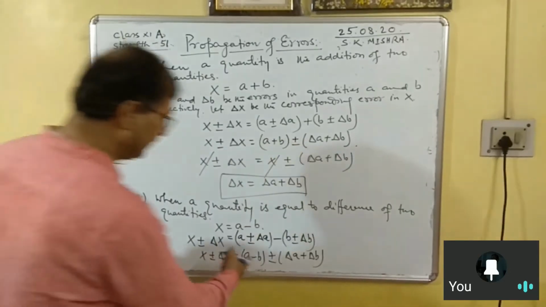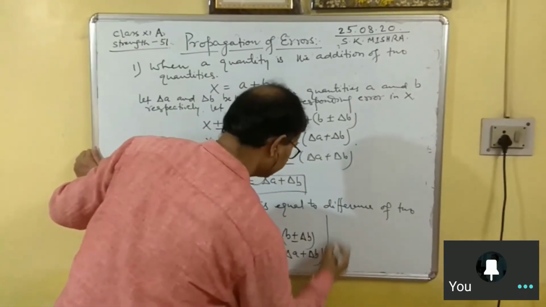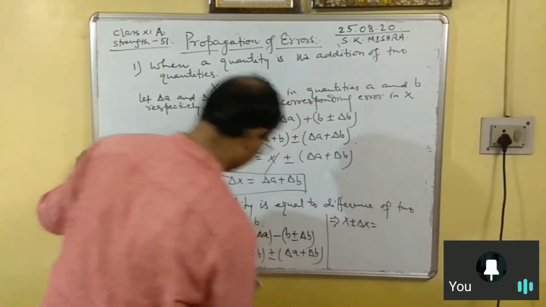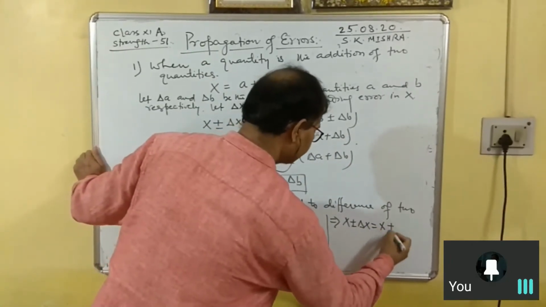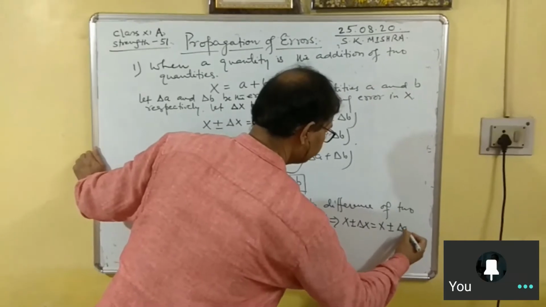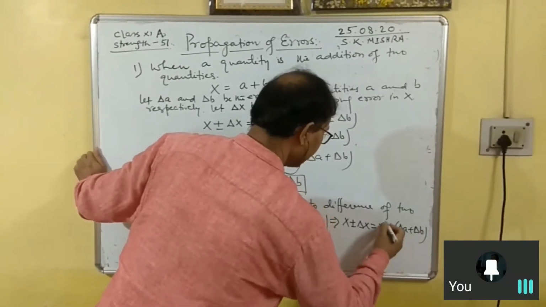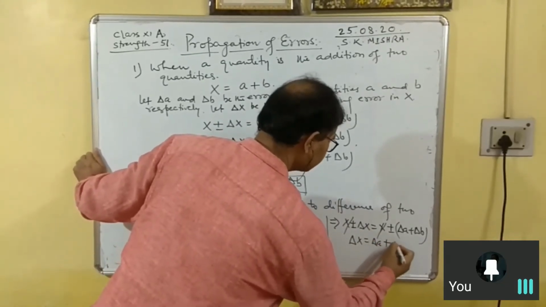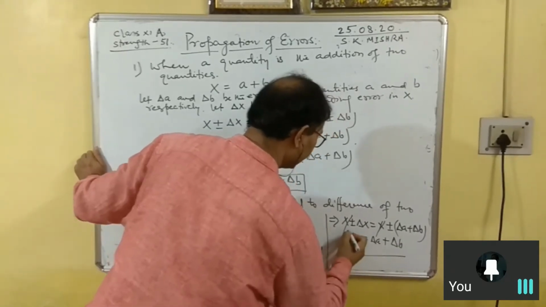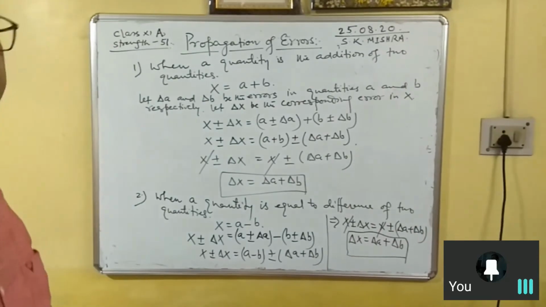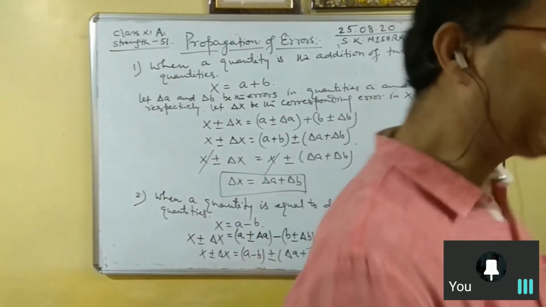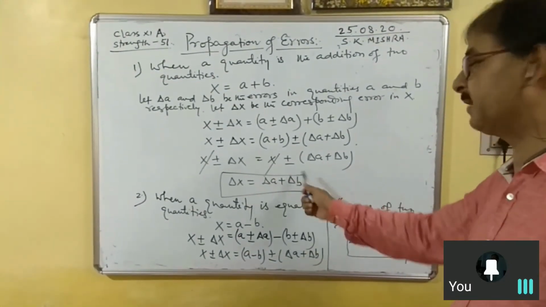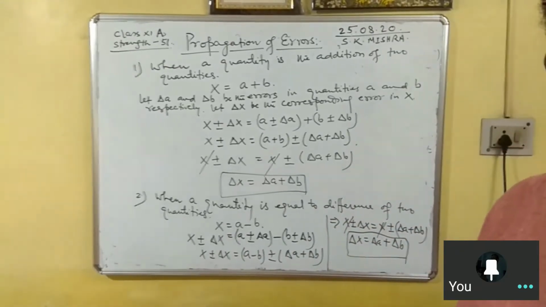Now A minus B is x. So this implies x plus or minus delta x is equal to A minus B, which is x only, plus or minus delta A plus delta B. Now you can cancel x, then delta x is delta A plus delta B. So whether the physical quantity is the sum of two quantities or the difference of two quantities, the error in x will be the sum of the errors in A and B, that is delta A plus delta B only. It is not the difference.